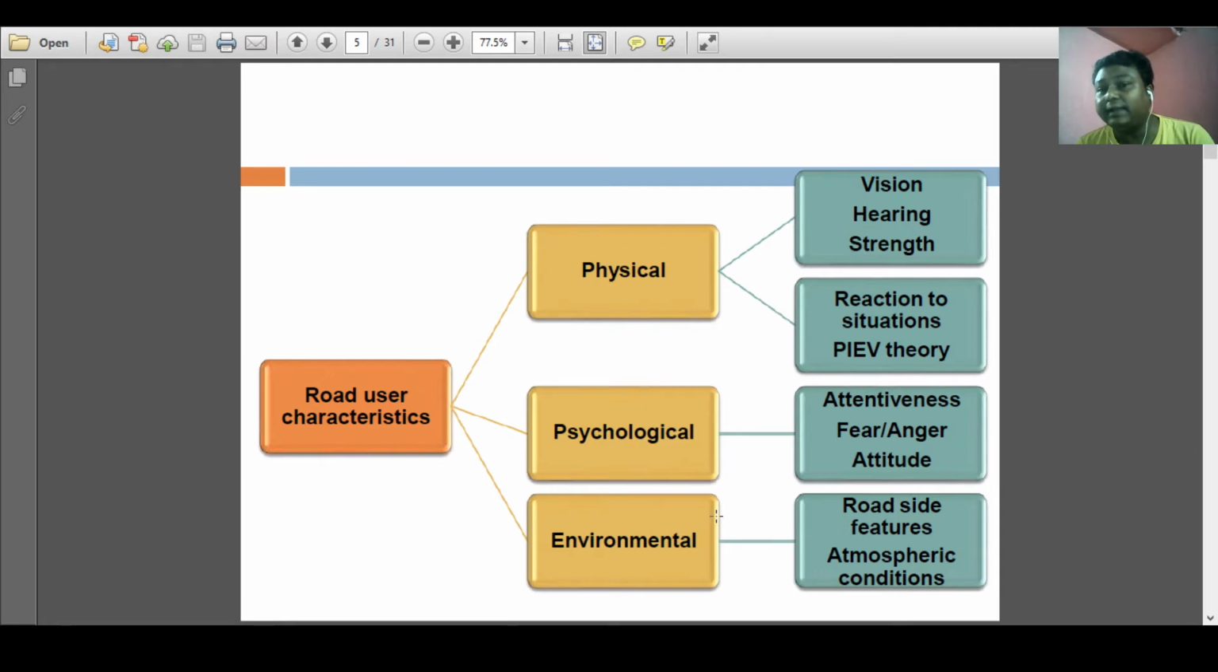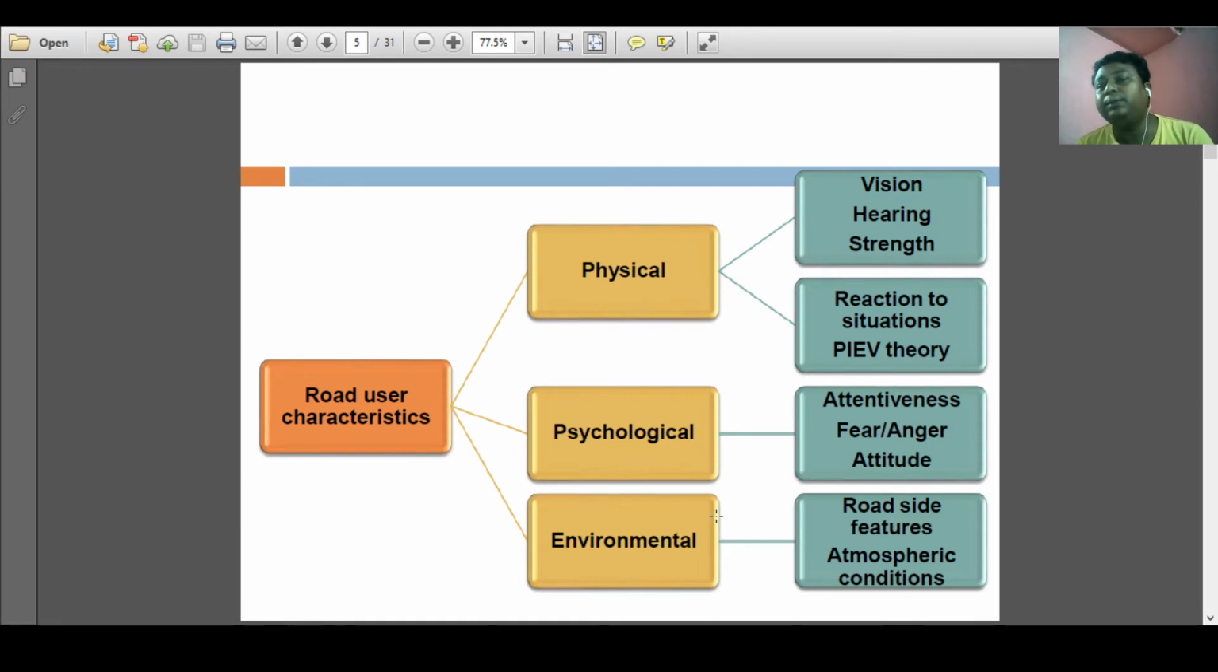Another is the reaction situation, means how you react when you see an object while moving on the road, or walking on the road, or driving a two-wheeler or four-wheeler and suddenly some object comes in front of your vehicle or in front of you. So how do you react? This is not simple, that you react, take a diverted route and follow a second option. No, there are some psychological things in our mind, which are expressed by the PIEV theory.